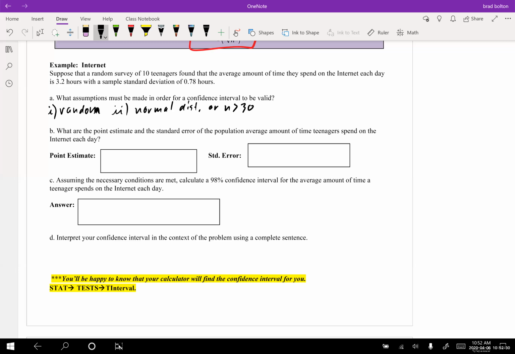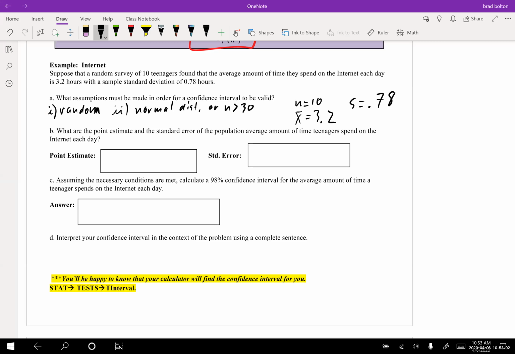Now, we do know some facts. We do know that n equals 10. We do know that x bar is equal to 3.2. And we do know the sample standard deviation, S, is equal to 0.78. Okay. Sample standard deviation 0.78. Yep.